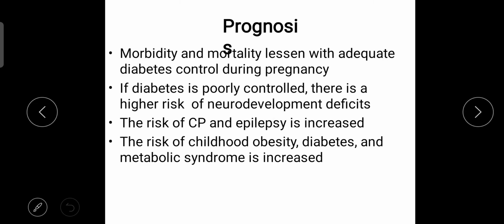Next is prognosis. The morbidity and mortality lessen with adequate diabetic control during pregnancy. That means the morbidity and mortality rates will be less if the mother can control the sugar during pregnancy. If the diabetes is poorly controlled, there is a high risk of neurodevelopmental defects in the baby. The risk of CP and epilepsy is increased. The risk of childhood obesity, diabetes and metabolic syndrome also increases. So this is how you are going to manage the baby of a diabetic mother. Thank you everyone.